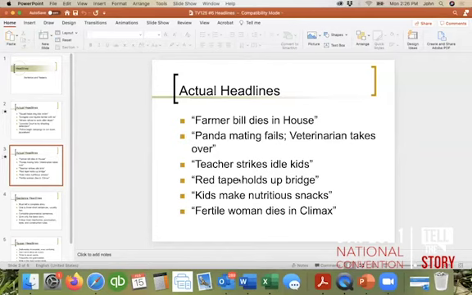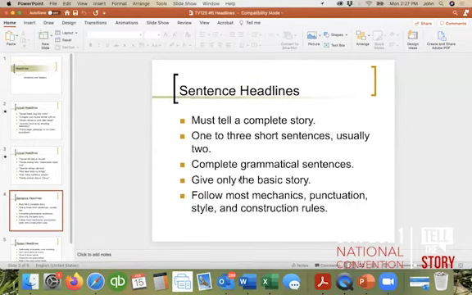Farmer Bill dies in house. Panda mating fails. Veterinarian takes over. Teacher strikes idle kids. Red tape holds up bridge. Kids make nutritious snacks. Delicious. This is funny because this is actually the name of 2 towns in our area. Fertile woman dies in climax. Fertile is a small town. Climax is another town, but you get the innuendo.